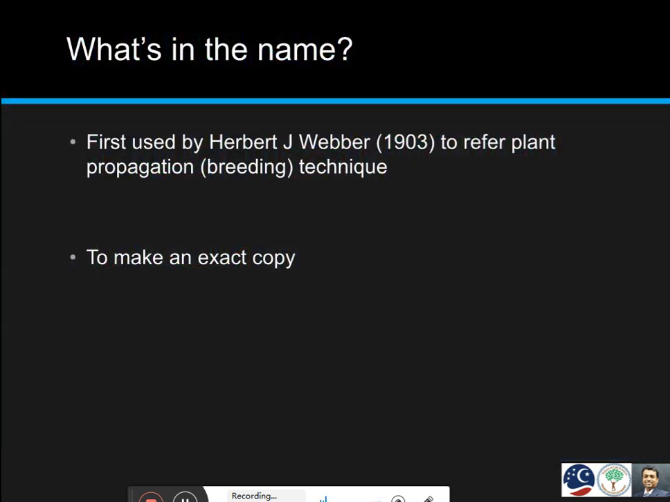So, what do we actually mean by the term cloning? The word originated from the Greek word klon, K-L-O-N. Cloning means making an exact copy of something, anything. So there comes the full name. Making a copy of a molecule in the lab is molecular cloning. Well, we use the term more specifically for DNA. So molecular cloning is the technique to make more and more copies of a particular DNA sequence.